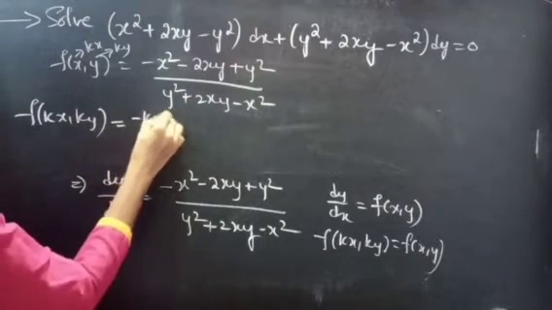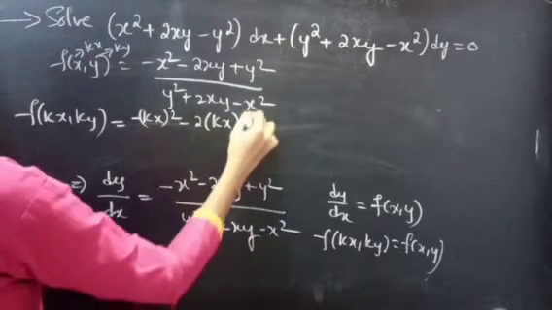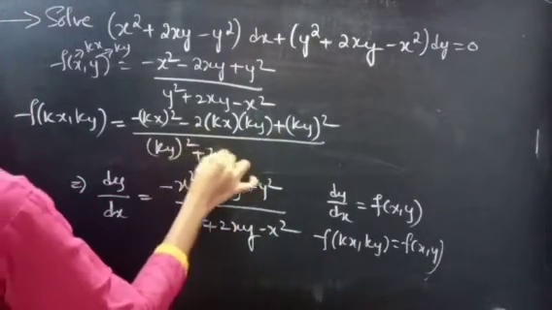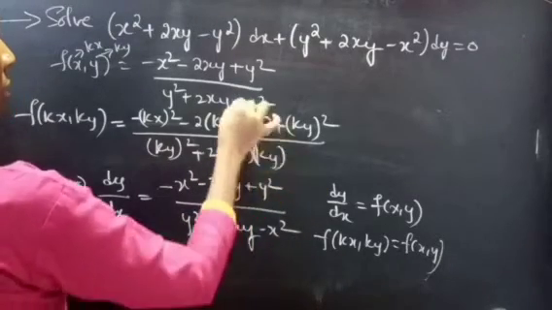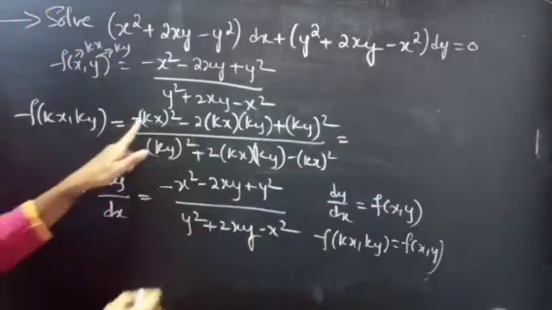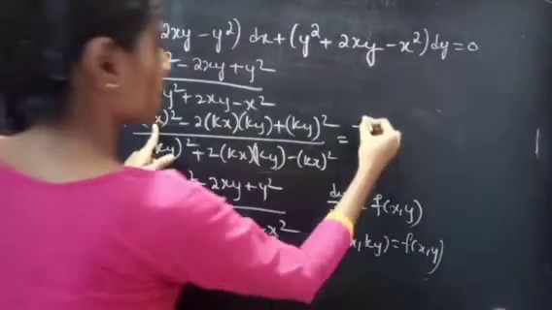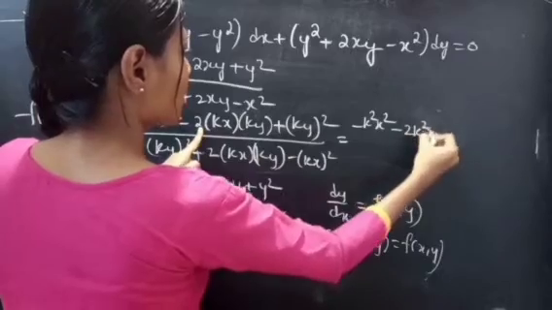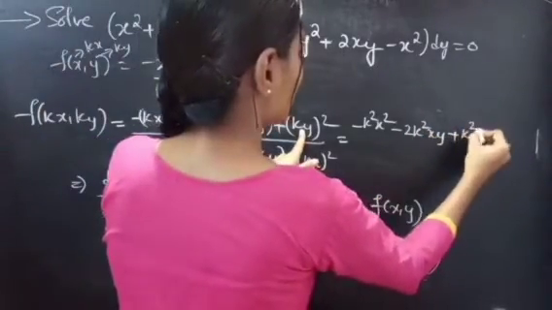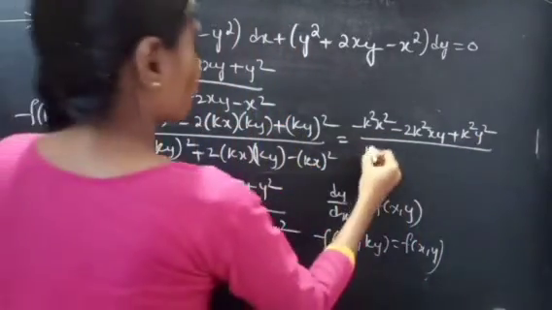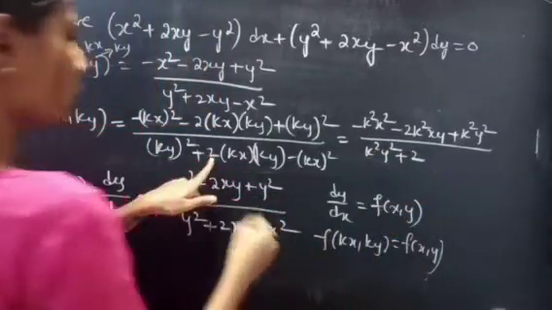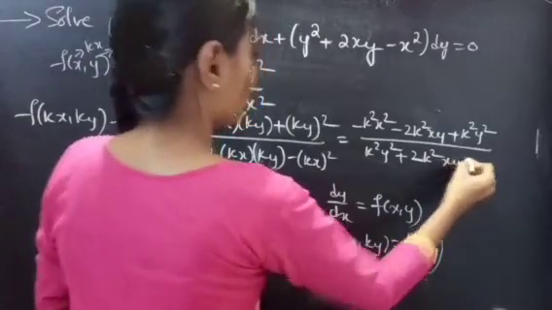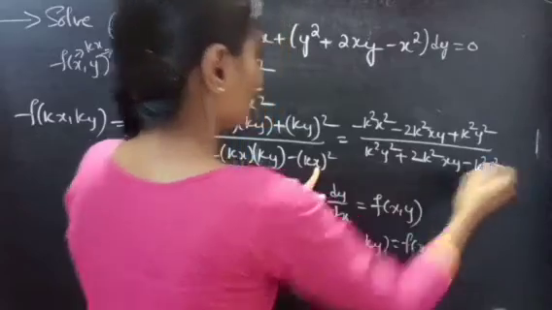Then we'll get (−(kx)² − 2(kx)(ky) + (ky)²)/((ky)² + 2(kx)(ky) − (kx)²), which equals (−k²x² − 2k²xy + k²y²)/(k²y² + 2k²xy − k²x²). Here (kx)² can be written as k²x².